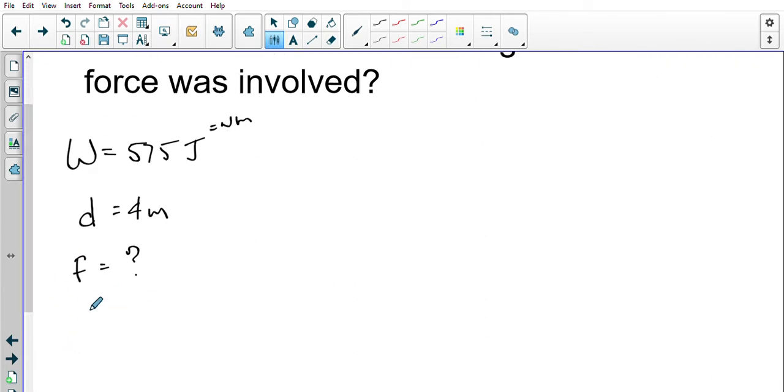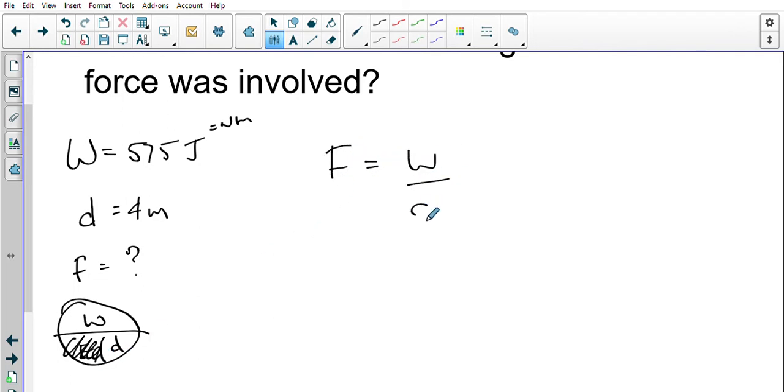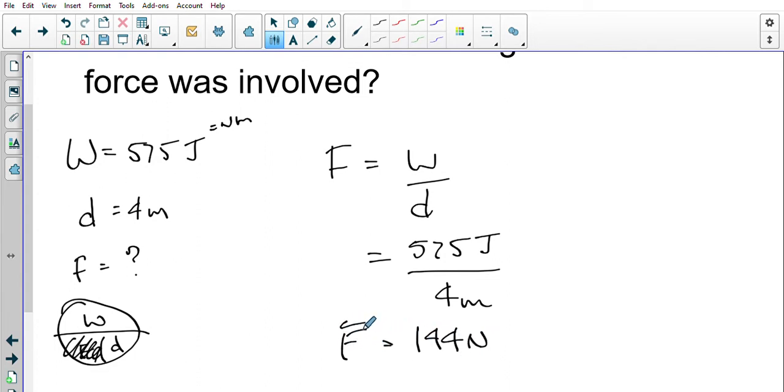All right. So we have work is equal to force times distance. We're looking for a force, so that's covering that up. So our force will be equal to our work divided by our distance. Well, our work is 575 joules. Our distance was 4 meters. 575 divided by 4, that's equal to, just say, 144 newtons. That is how much force was involved when we're doing that.